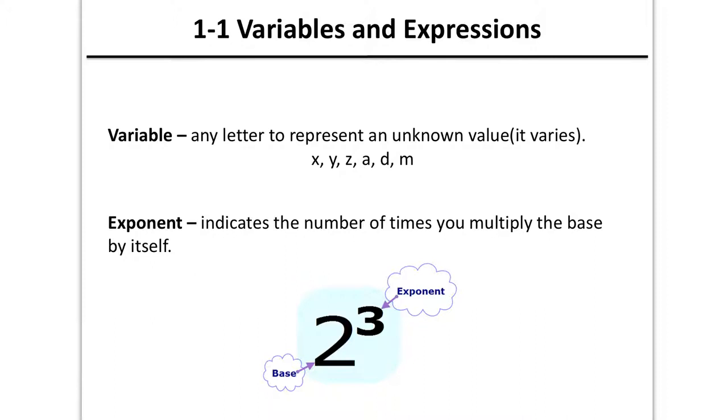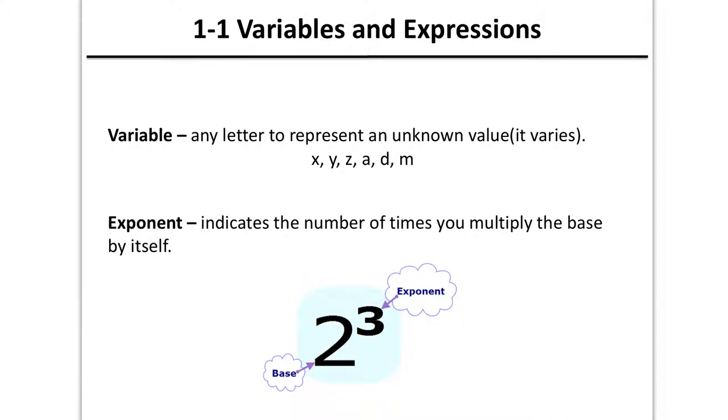So some letters to represent a variable are X, Y, Z, A, D, M. Any letter in the alphabet, you can use it as a variable. The most common ones in algebra are X, Y, and Z. So you guys have heard those before. So that is a variable. Now, we are going to use variables to represent an unknown number. So that's going to be our job, to find those numbers and also to represent an expression.